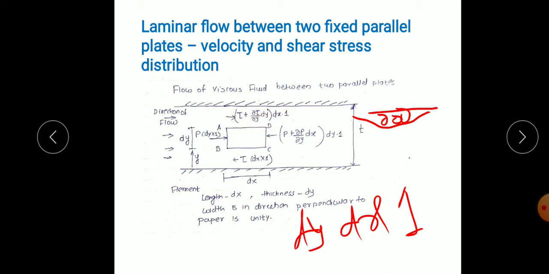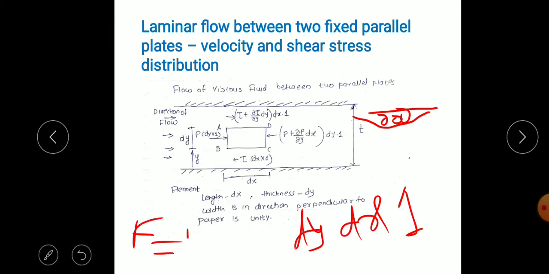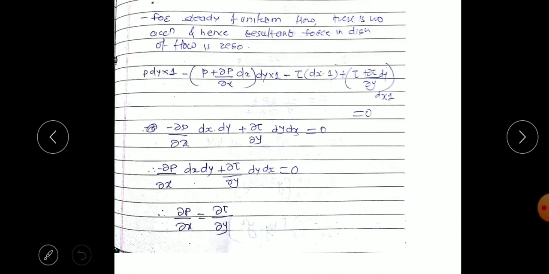Now we can consider the net forces acting on the fluid. If we assume it is not accelerating, so it is moving with a constant velocity, then force is equal to mass into acceleration. The net force will be zero, as the fluid is not accelerating. So resolving the forces, we get the expression: p dy into 1 in the direction of the flow.